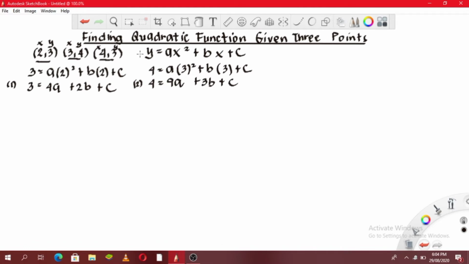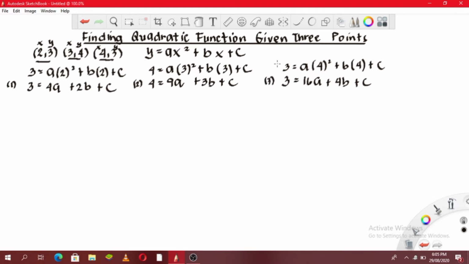So again, y, which is 3. So we'll have 3 equals a times x. Ang x natin ay 4. So a times 4 squared plus b times x. X is 4. So b times 4 plus c. Ayusin. So this will be written as 3 equals a times 4 squared. 4 squared is 16. 16 times a is 16a. And then plus b times 4, that is 4b, and then plus c. Okay po? So, this is our equation number 3.